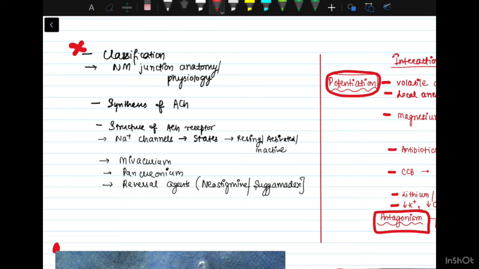Neuromuscular junction anatomy and physiology, how the nerve impulse is generated, how it is conducted across the synaptic cleft, the postsynaptic junctions, and how ACh is produced. We are not dealing here with the structure of acetylcholine receptors, the alpha, beta, gamma subunits of the receptor. We are not dealing with the sodium channel states, that is resting, activated, or inactive states. We are not dealing with it here.